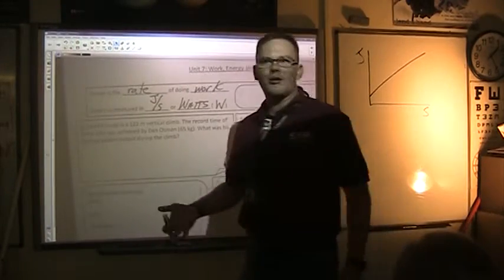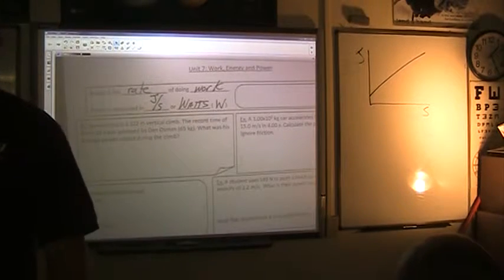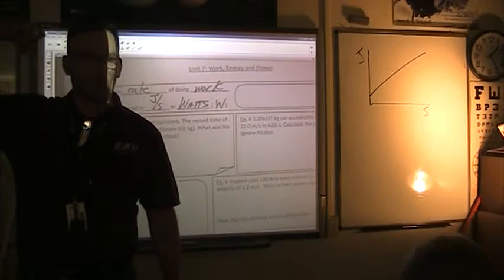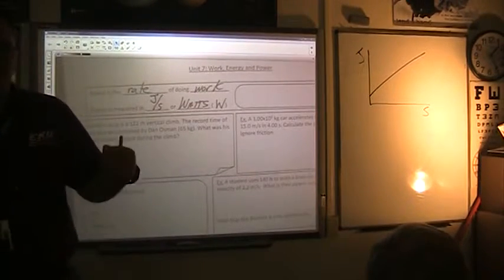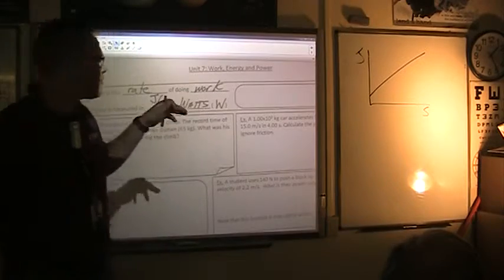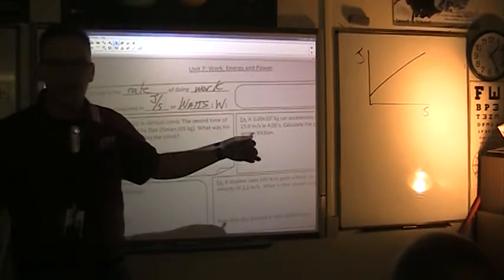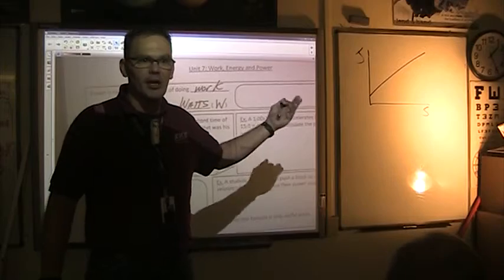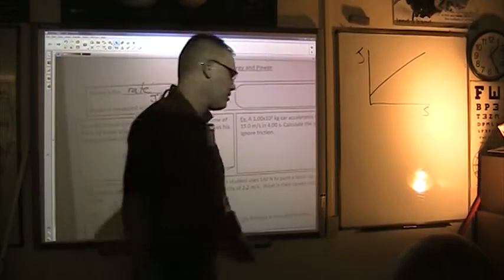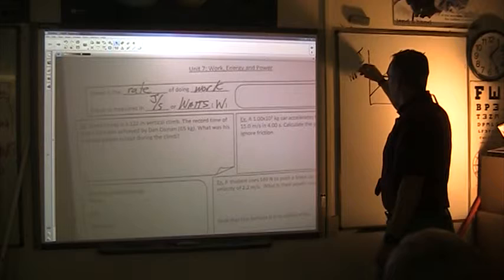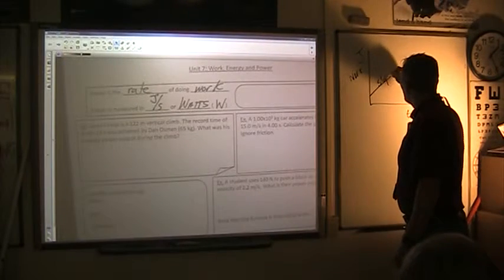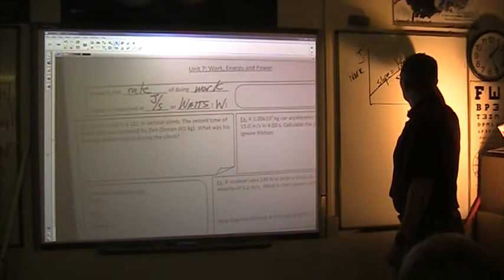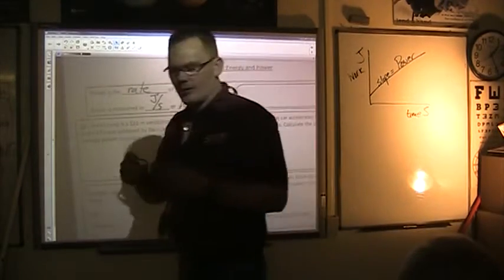So notice, power's a joule per second. Joule is rise, you're going to put that on your y-axis. Second is time, which is your run, rise over run. So it's a joule per second. We know joule is energy, right? Energy or work. So you're talking about work per time. So the slope is power. Isn't it? So I like that.